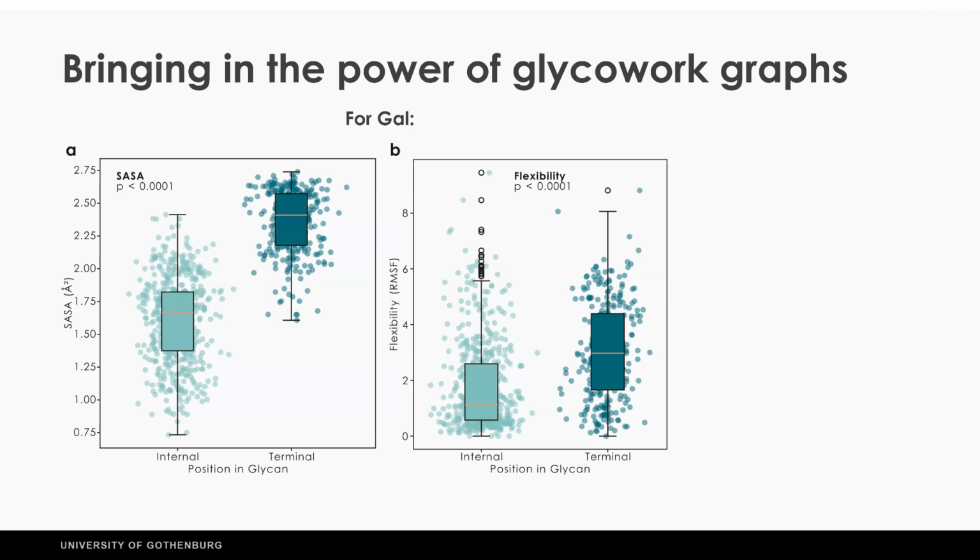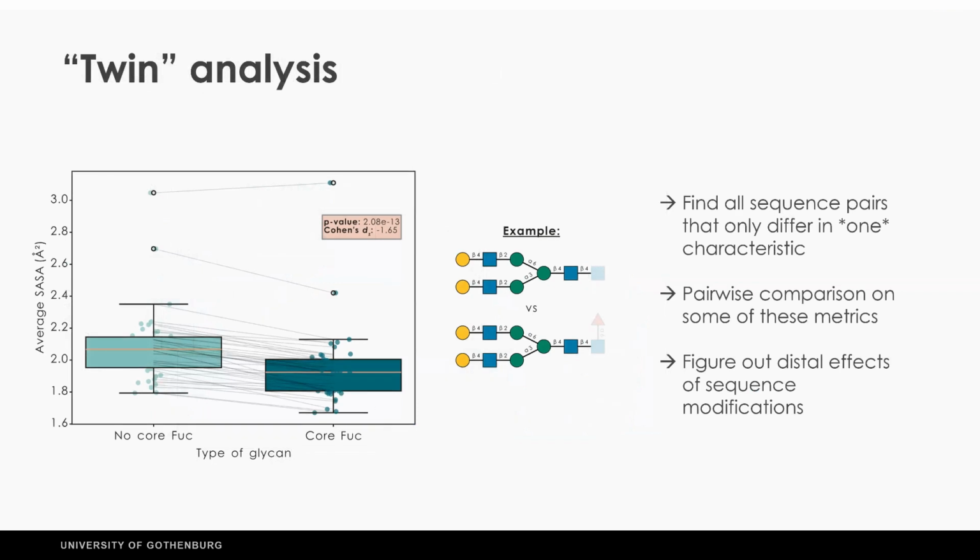And then you get results that again are aligned with intuition, but are good sanity checks, like that terminal galactose monosaccharides are on average more surface available than internal galactose residues, which is good to see that we capture these trends that we expect, basically. Because then we can go on and do more ambitious analyses.